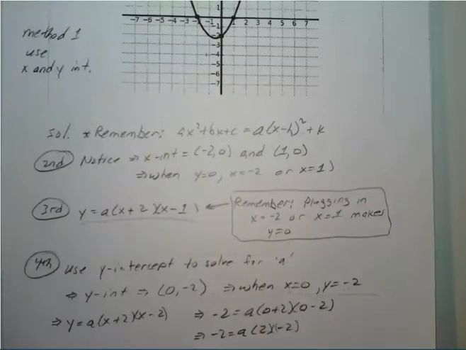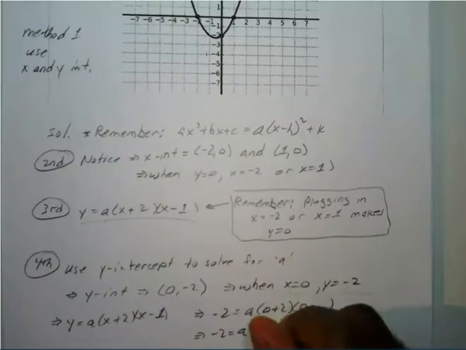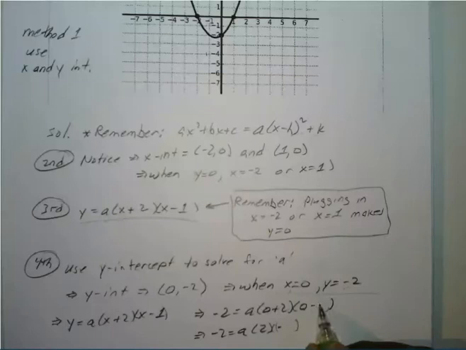Oh, x minus 1. Sorry about that. I knew something didn't look right. There we go. There's 1 and 1.